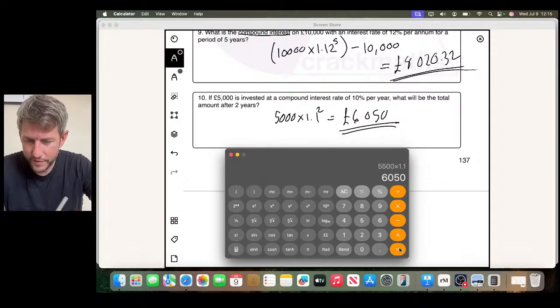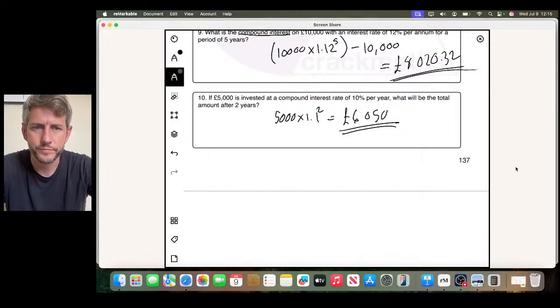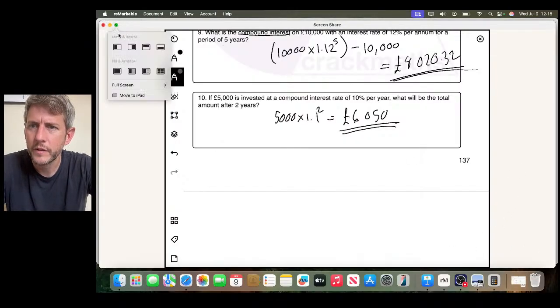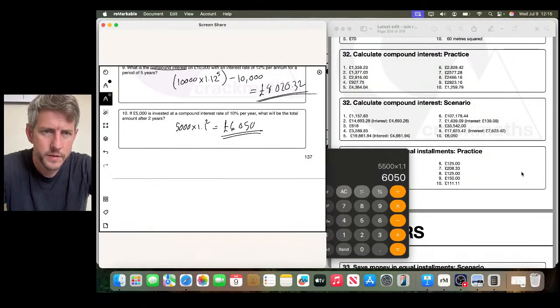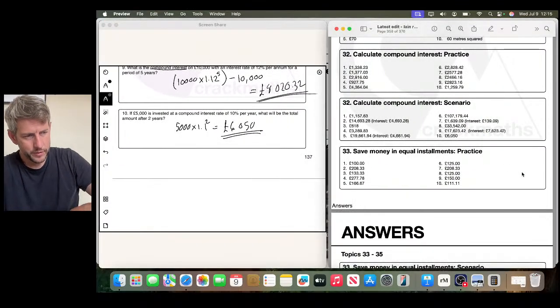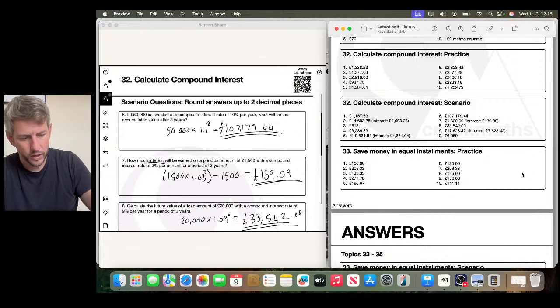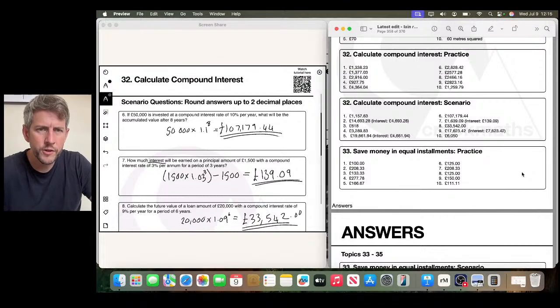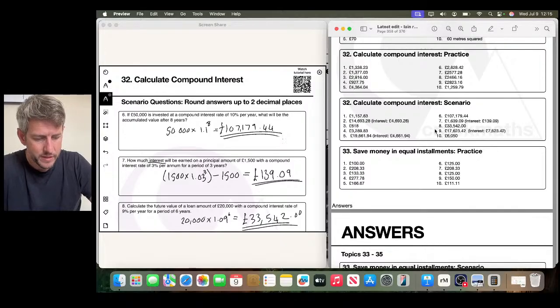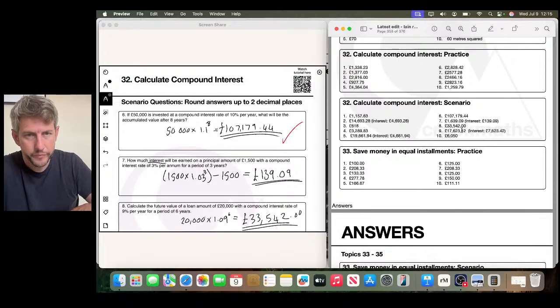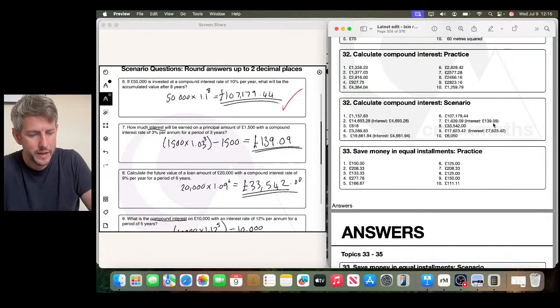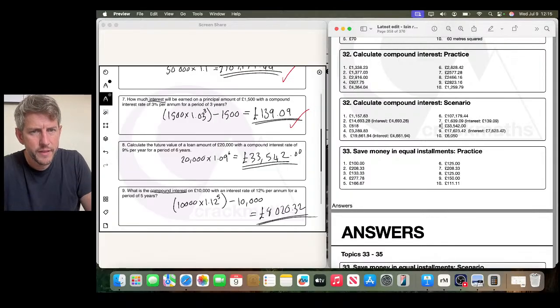Okay, right, let's get these questions marked. Okay, so here we go. Move this over to the side. Okay. Right, so first one. £107,179.44. Yes, we agree. Question 7. The interest is £139.09. Yep. This bit here is 33,000. Yep.